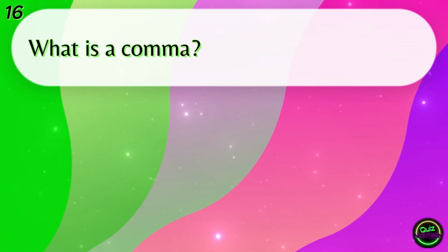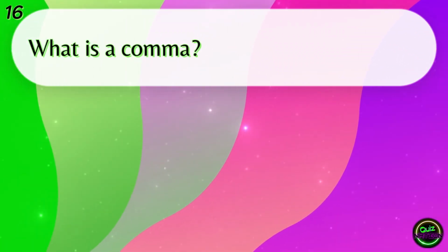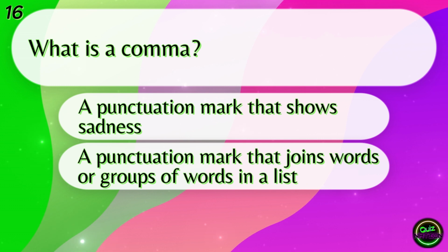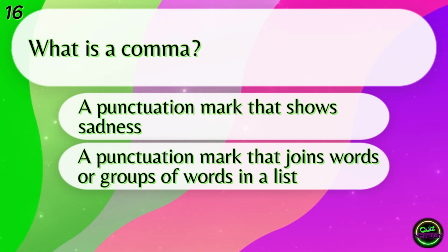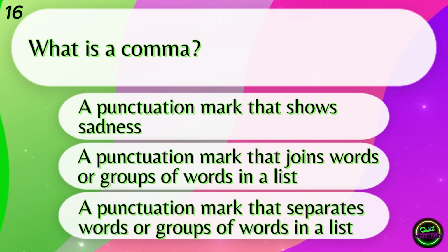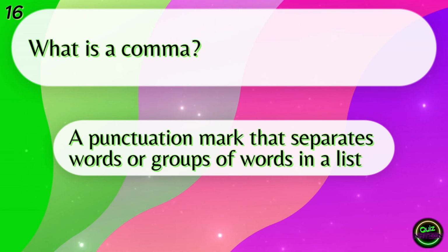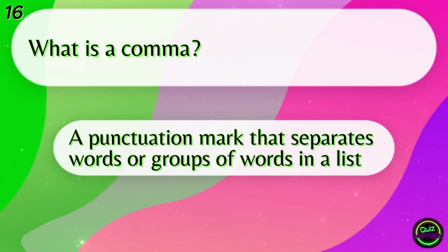What is a comma? A punctuation mark that shows sadness. A punctuation mark that joins words or groups of words in a list. A punctuation mark that separates words or groups of words in a list. A punctuation mark that separates words or groups of words in a list.